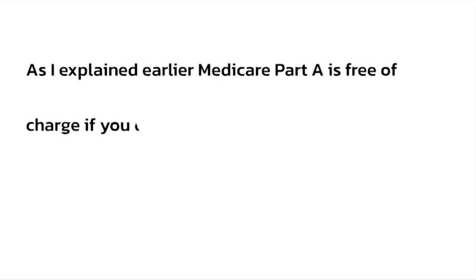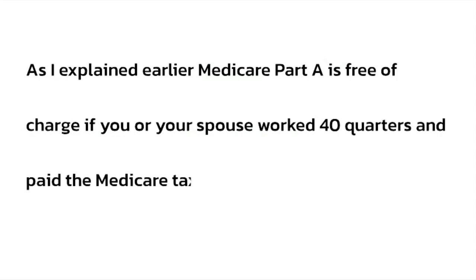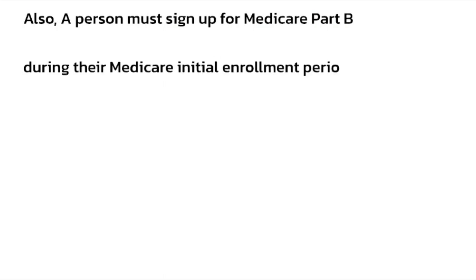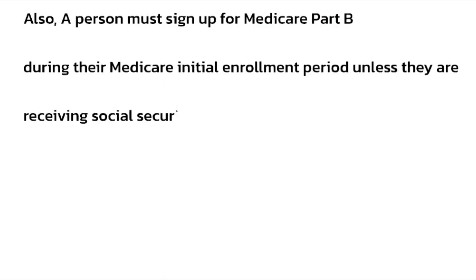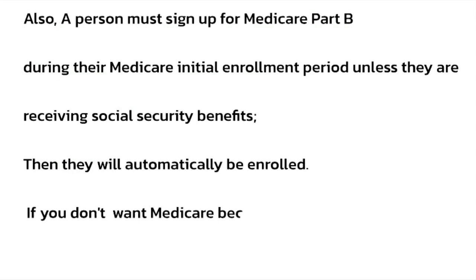As I explained earlier, Medicare Part A is free of charge if you or your spouse worked 40 quarters and paid the Medicare tax during that time. Also, a person must sign up for Medicare Part B during their initial enrollment period unless they are receiving Social Security benefits. Then they will automatically be enrolled.